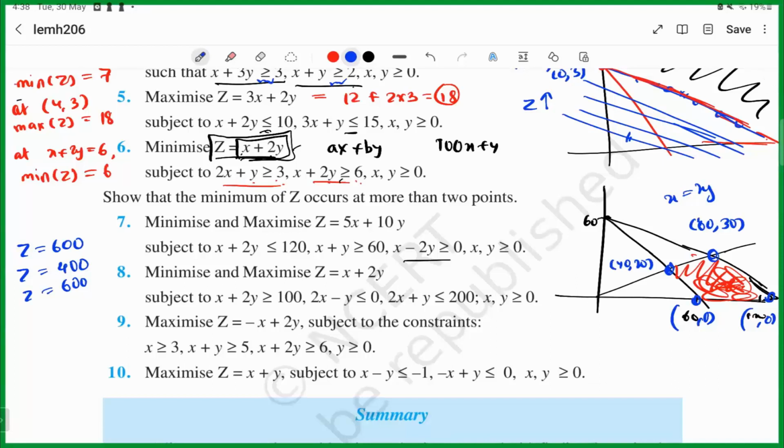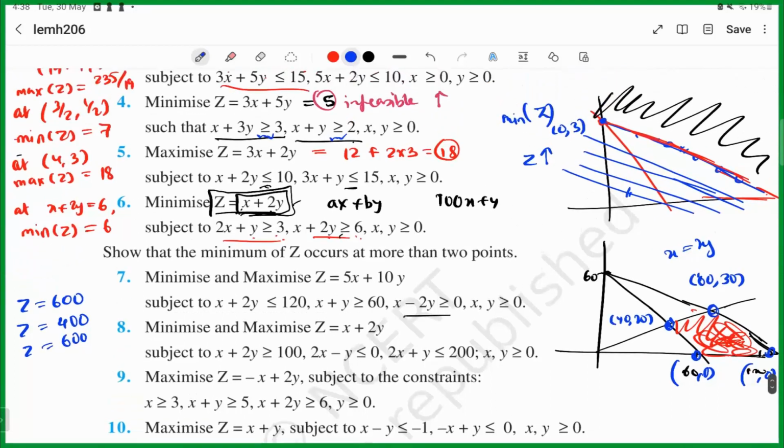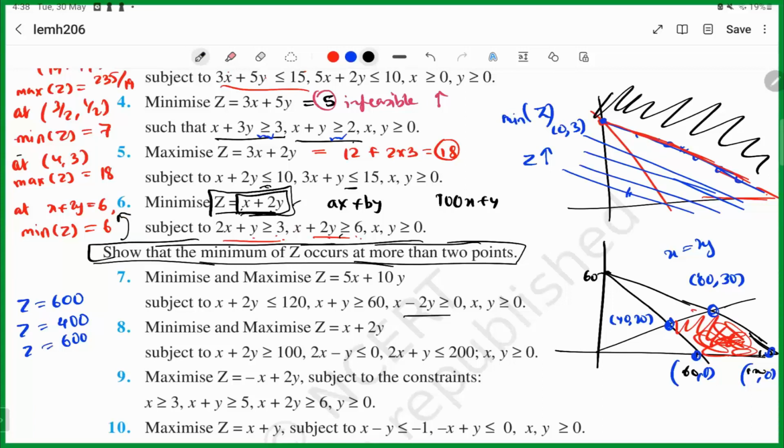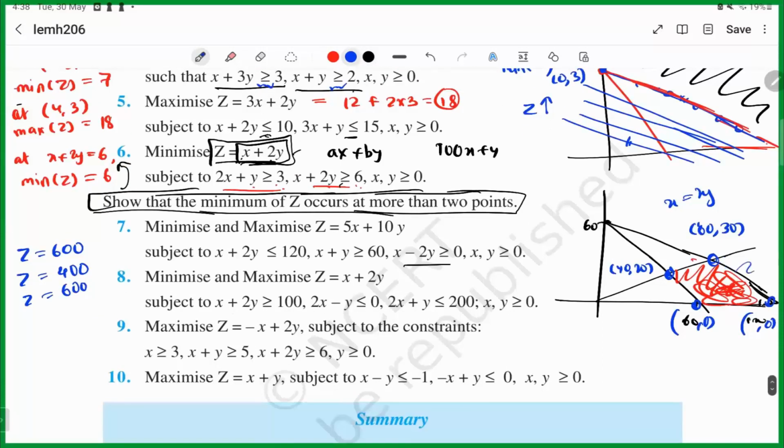Oh, okay. My bad. I think I misunderstood. When it is said the minimum occurs at more than 2 points, they mean for question 6. And I think that's what we've shown, right? We have shown that the minimum occurs at that center line. Now, again, here also, if you think about it, the slope of this, which is 5 into x plus 2y, is the same slope as the constraint. And whenever that happens, you know that there are going to be infinite optimal points.